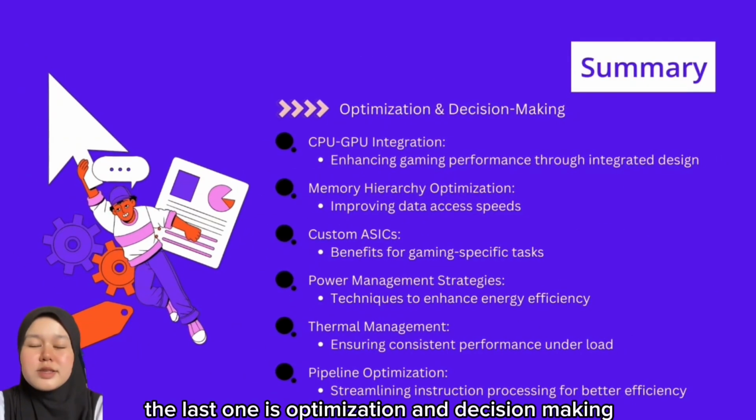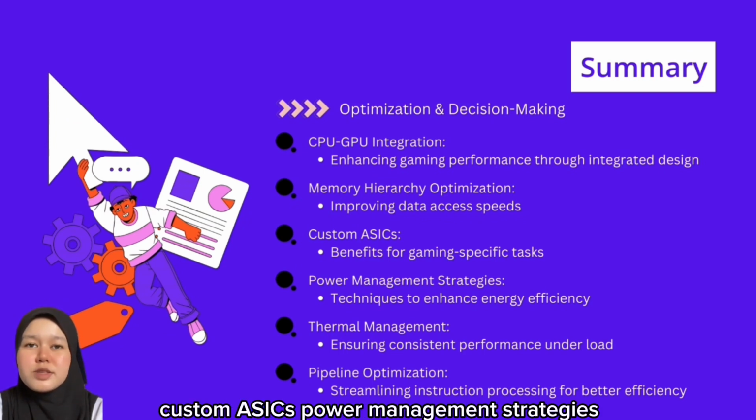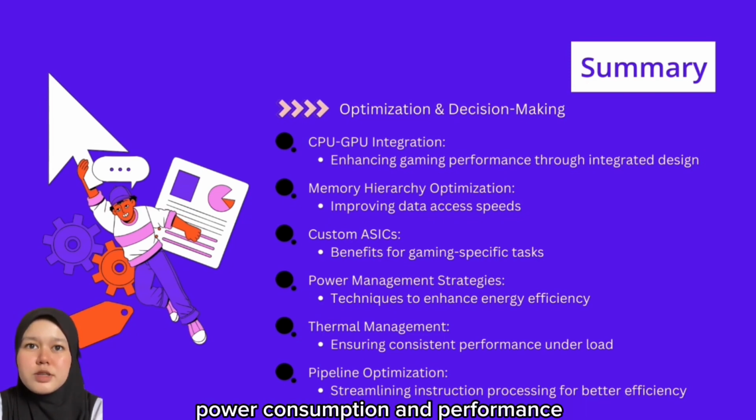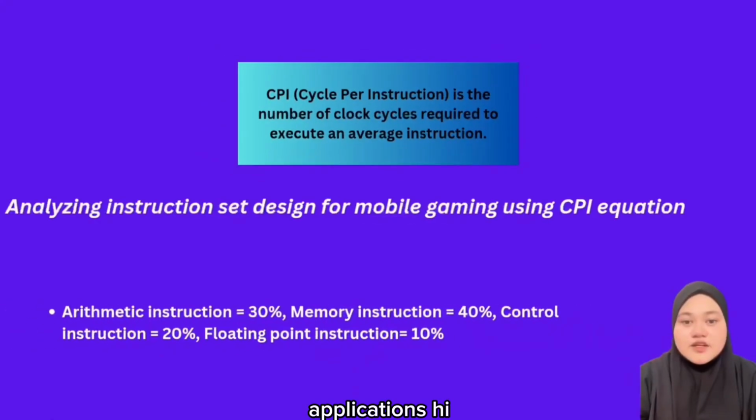The last one is optimization and decision making. The project explores several design trade-offs, including CPU-GPU integration, memory hierarchy optimization, custom ASIC's power management strategies, thermal management, and pipeline optimization. These choices are crucial for achieving balance between cost, power consumption, and performance to satisfy the demanding requirements of online gaming applications.